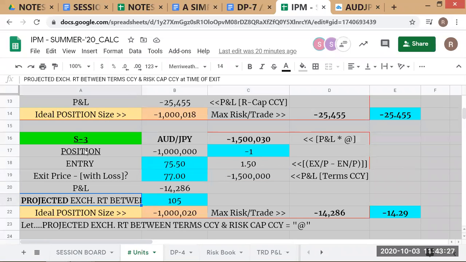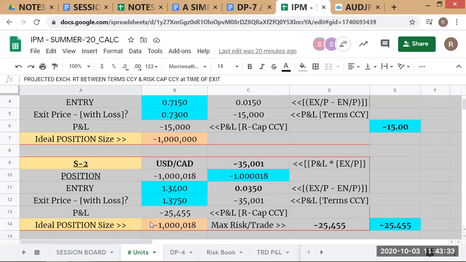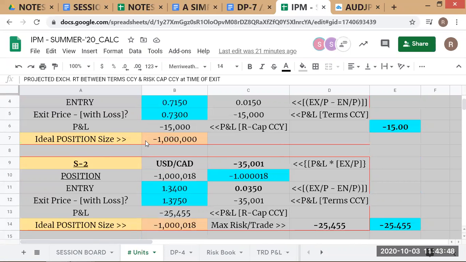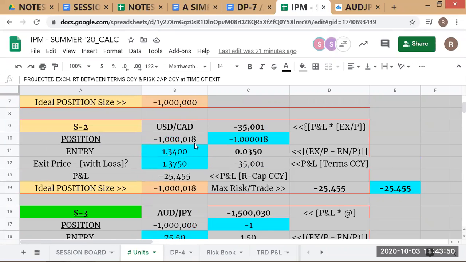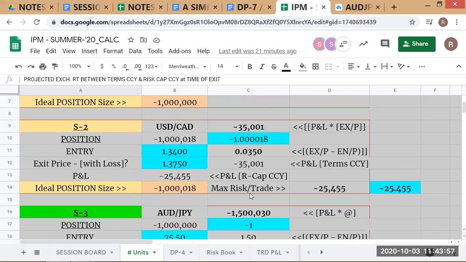So scenario 3 is different from scenarios 1 and 2. The ideal position size modeling that you do in scenario 1 and 2, this is an exact figure. This is the figure you can rely on with certainty because there is no uncertainty in these two scenarios. It's always going to be this. If you put on this kind of position and there is no slippage, then your loss is always going to be the loss that is shown here, 15K and 25K in these two scenarios.